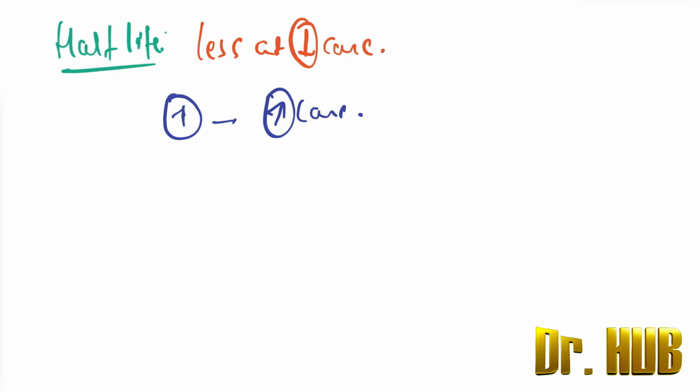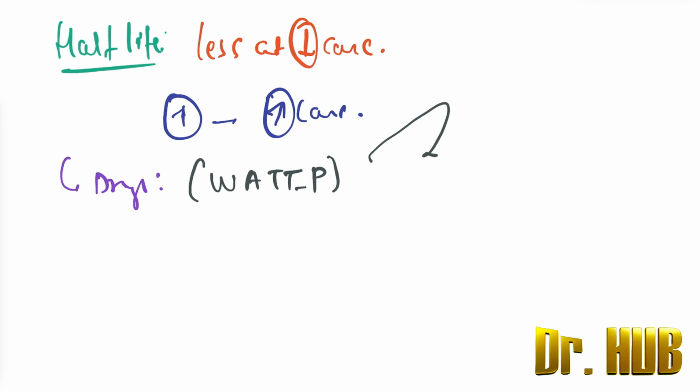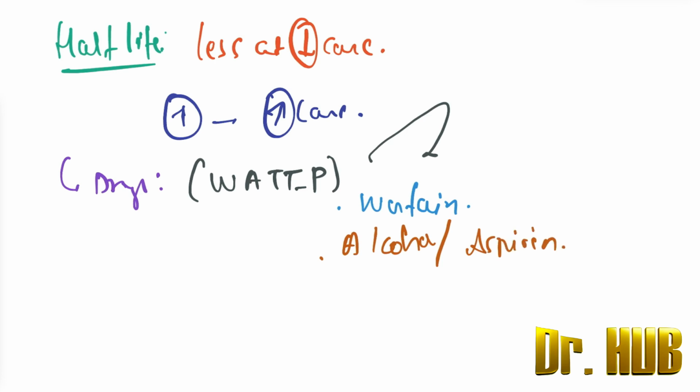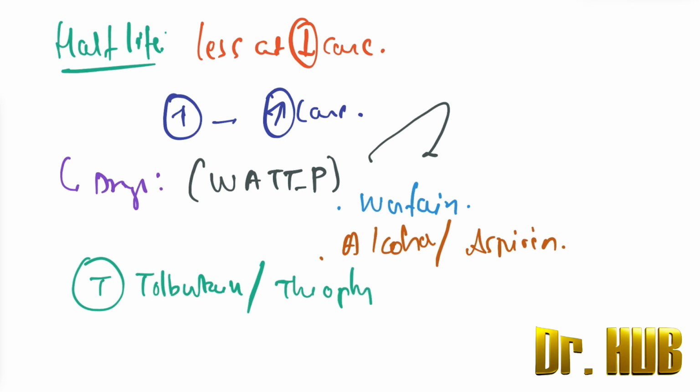So what are the drugs of zero order? Very few drugs follow the zero order kinetics, the mnemonic being WATP. W is for warfarin. A is for alcohol as well as aspirin. T is for tolbutamide as well as theophylline. Then comes the P, which is for phenytoin.